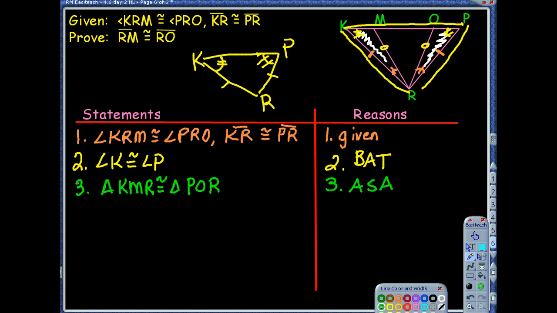Now, I wanted to prove that RM is congruent to RO, but since I know that those triangles are congruent, those are parts of those triangles. So I'm going to use some CPCTC to say that RM is congruent to RO, and my reason is corresponding parts of congruent triangles are congruent.